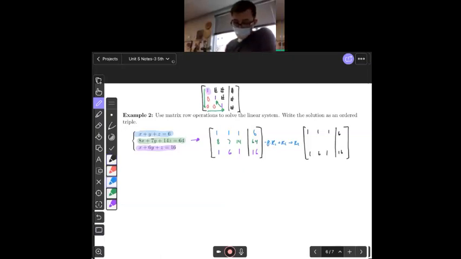We said we wanted to take row 1 times -8. So, if you're just going to do that up here, we're going to multiply all of row 1 by -8. -8, -8, -8, -48.